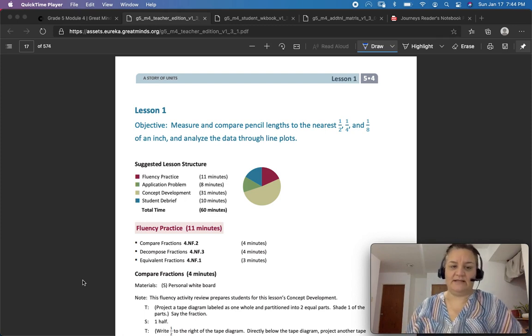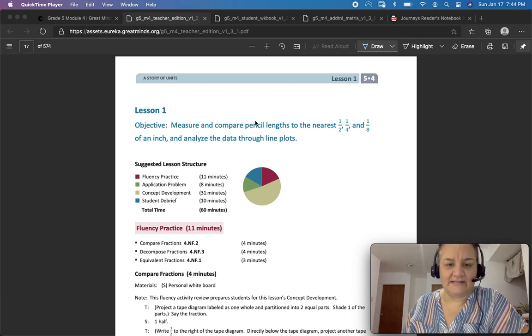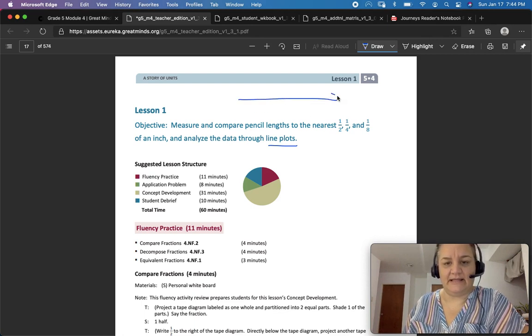So lesson 1, the objective is to measure and compare pencil lengths to the nearest 1/2, 1/4, and 1/8 of an inch and analyze the data through line plots. I really like line plots. They look like this, okay? We'll start this one at 0 and then go to 1/2 and then 1 and then 1.5, okay? And those are by halves.